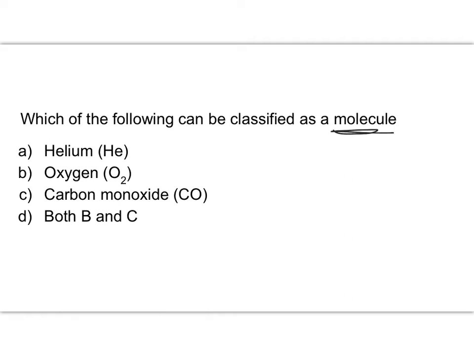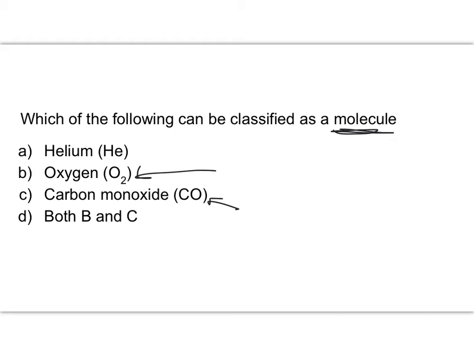A molecule is a group of atoms bonded together. Now the one thing that's tricky is you might look and say, well, the only molecule here is carbon monoxide because it's 2 different elements bonded together, and that's a compound. But a molecule is any group of atoms that's bonded together. They can all be the same type of atom.